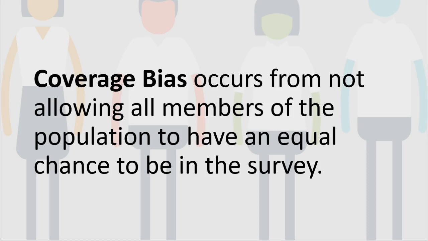Definition: coverage bias. Coverage bias occurs from not allowing all members of the population to have an equal chance to be in the survey. Notice, by definition, a simple random sample cannot have coverage error. As we move forward in the course, keep in mind that our goal is to learn ways to use the information in a sample to learn about a population of interest. We need to be cautious when we do this, as not all samples will provide proper statistical inference. We need a sample that is randomly selected and one that has accounted for potential non-sampling error.